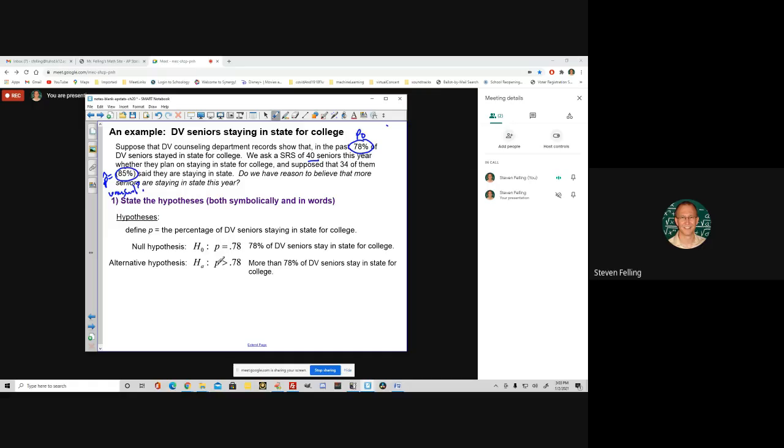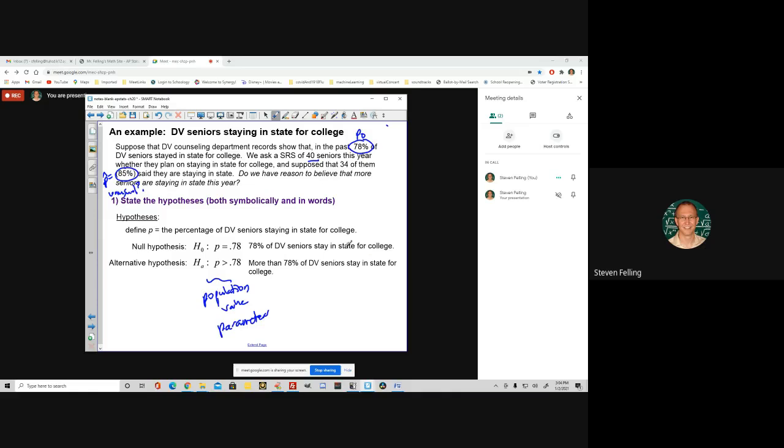And because we're evaluating something for the whole population, these are always population values, right? So they always use parameters. So you don't ever use p hat here. It's got to be p because we're evaluating something at the population level. For the entire population, we're going to make the assumption that the proportion is still 78%. Remember, the null hypothesis is the dull hypothesis. The dull situation would be nothing's changed. This year's the same as last year. 78% of DV seniors should still be staying in state for college. Okay, so symbolically we could write that as p equals 0.78, and in words I could write 78% of DV seniors stay in state for college.